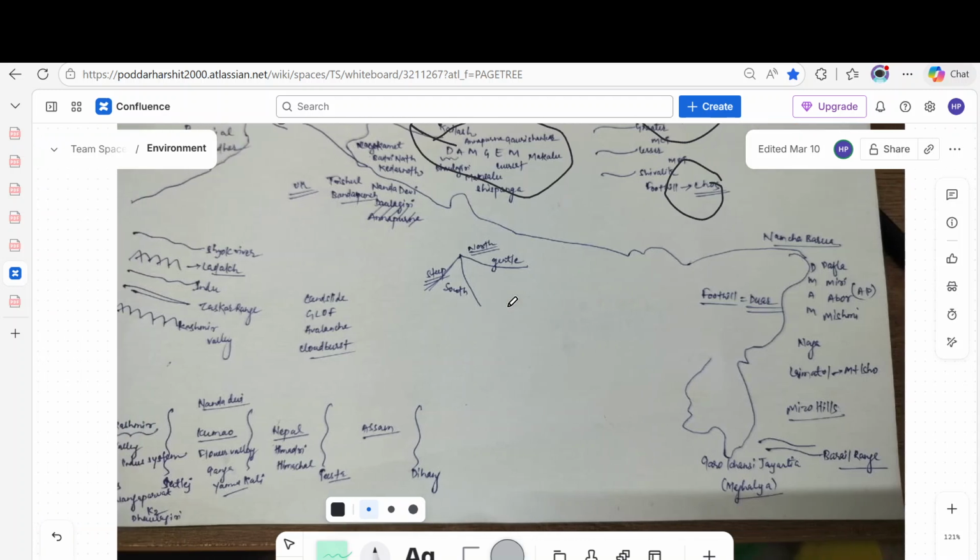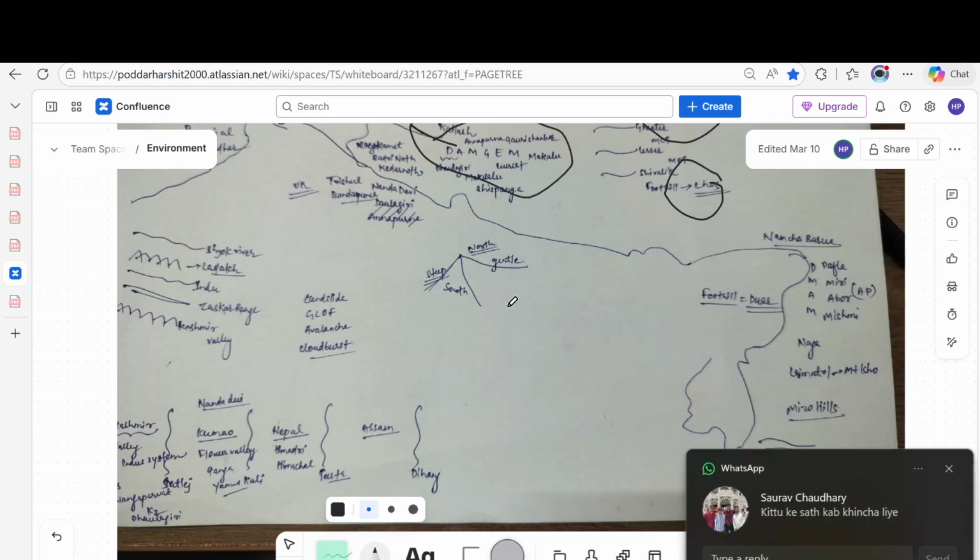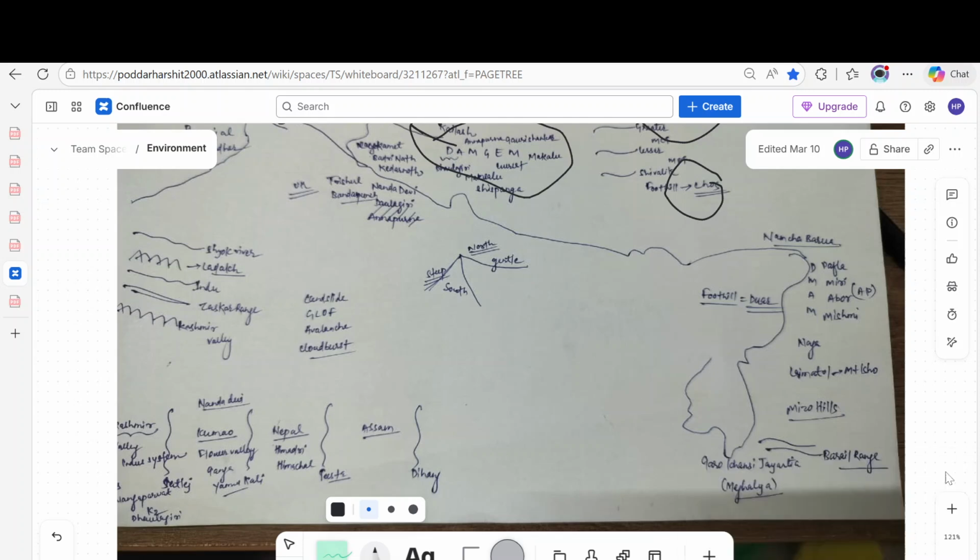First of all, you need to remember the Sindhu River, the Sindhu and Satluj. The Kashmir Himalaya lies between the Sindhu and the Satluj, and between the Satluj and the Kali there is the Kumaon Himalaya. Between Kali and Tista, there is the Nepal Himalaya, and between Tista and Dihang, there is the Assam Himalaya.